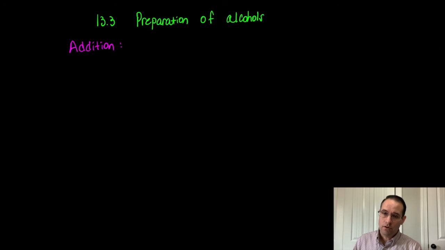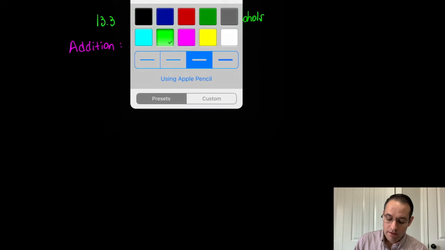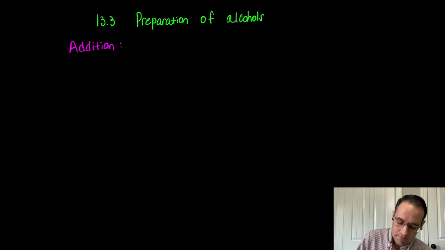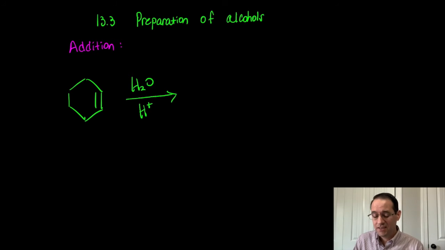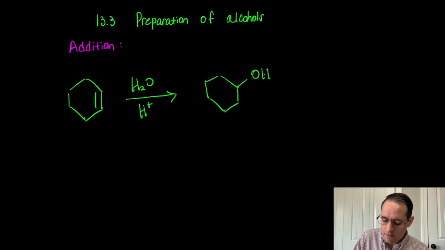Now, we can also make alcohols from alkenes, all right? Alkenes. And these occur by addition reactions, okay? If we have, let's do cyclohexene. If we treat this with water, with a small amount of acid catalyst, say sulfuric acid, we can make cyclohexanol. And how does that reaction work? Let's do the mechanism here so we can all be aware of how that works.